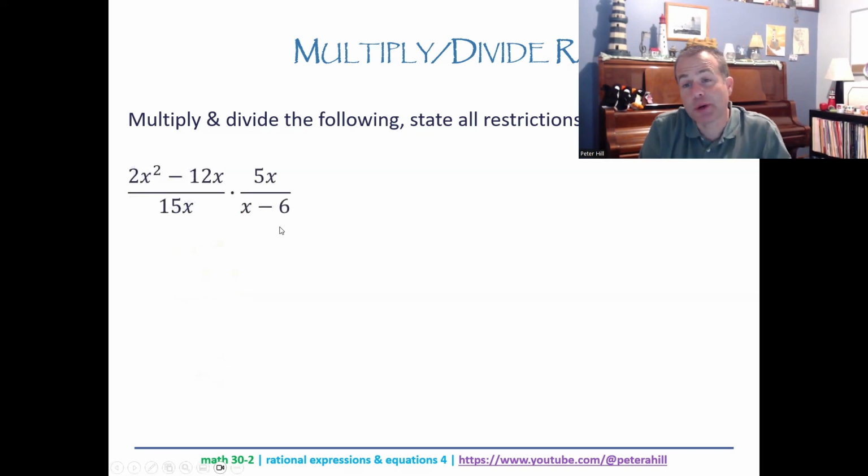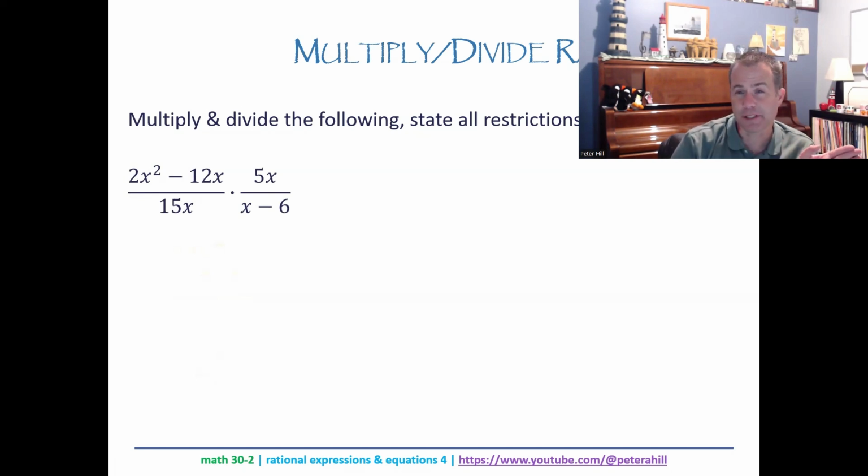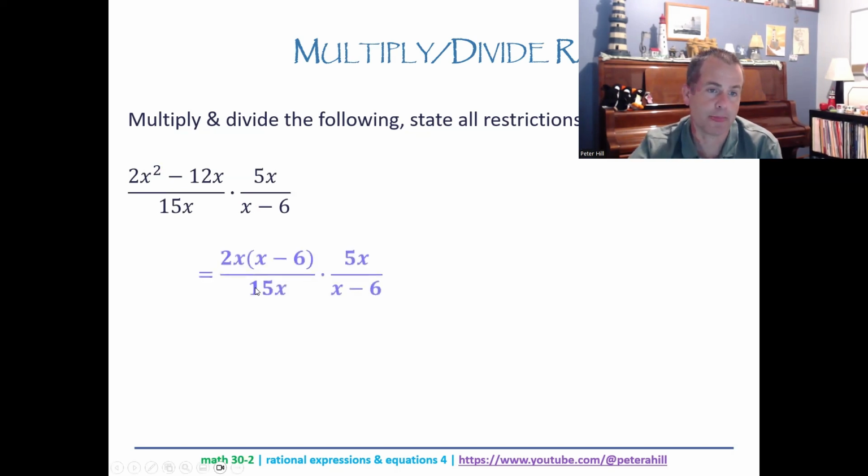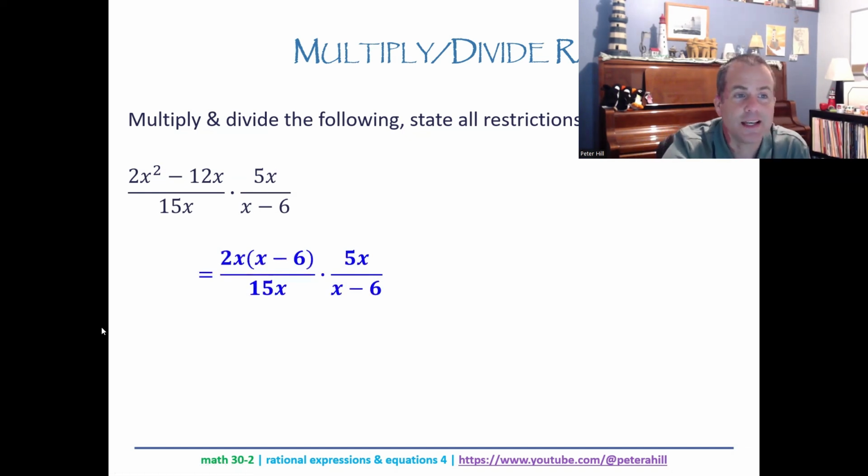Now, every question I give you, we're just going to add a little layer. Now we've got a little bit of factoring to think about. We want to look at that top left numerator. What's the greatest common factor there? I can take out a 2x. If I take out a 2x, I'd be left with x minus 6. Next step, I want to talk about restrictions. x can't be 0 here, and x can't be 6 here, okay?